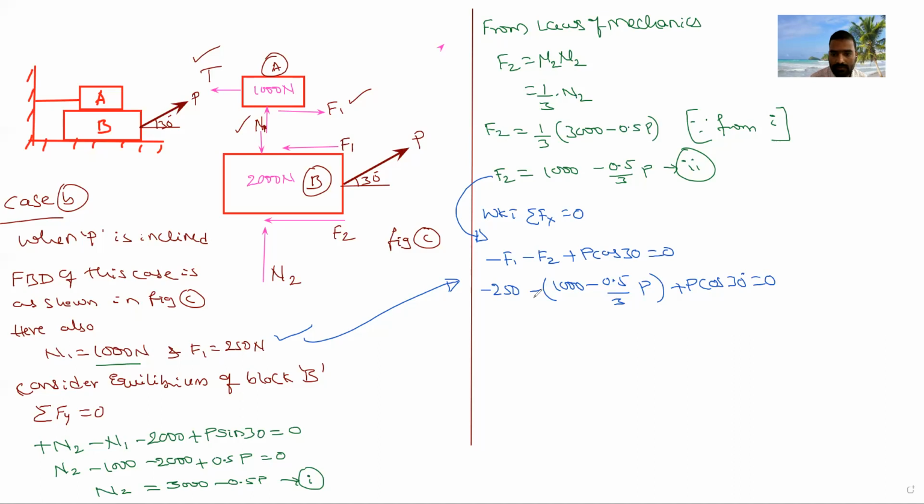So I will transfer these values to the other side. That is 250 plus 1000. I will keep this value as it is, P cos 30. Minus, if I open the bracket, minus into minus is plus, that is 0.5 by 3 P. Then this is equal to 1250. So take P common: 1250 divided by cos 30 plus 0.5 divided by 3. Calculate what is the value of P. Can you tell me?